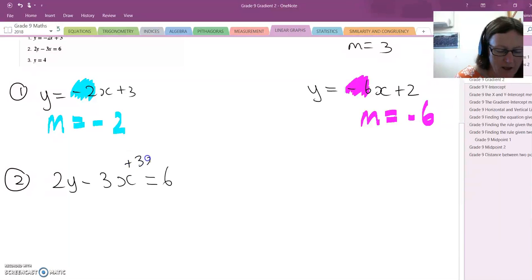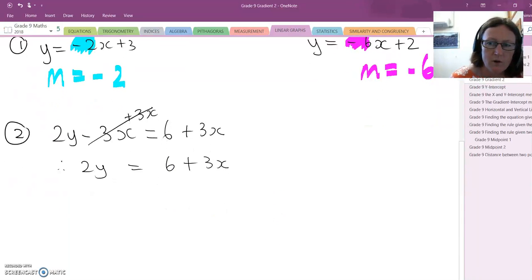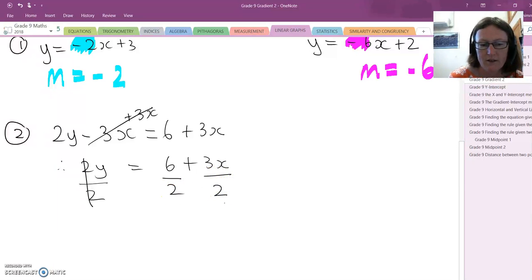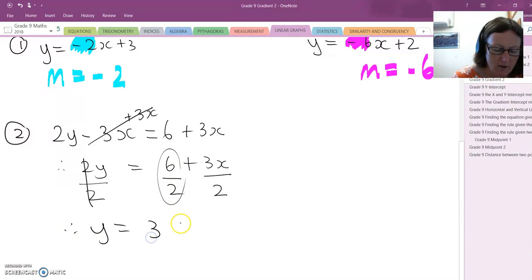So if I add 3x here, that cancels. I'm going to add 3x over here. So now I've got 2y is equal to 6 plus 3x. Still not right because I need y on its own, and at the moment it's 2y. 2 times y, so I'm going to divide by 2, so that cancels. And then I need to divide everything on the right-hand side by 2. So now I've got y is equal to 3, because 6 divided by 2 is 3, plus 3x over 2.